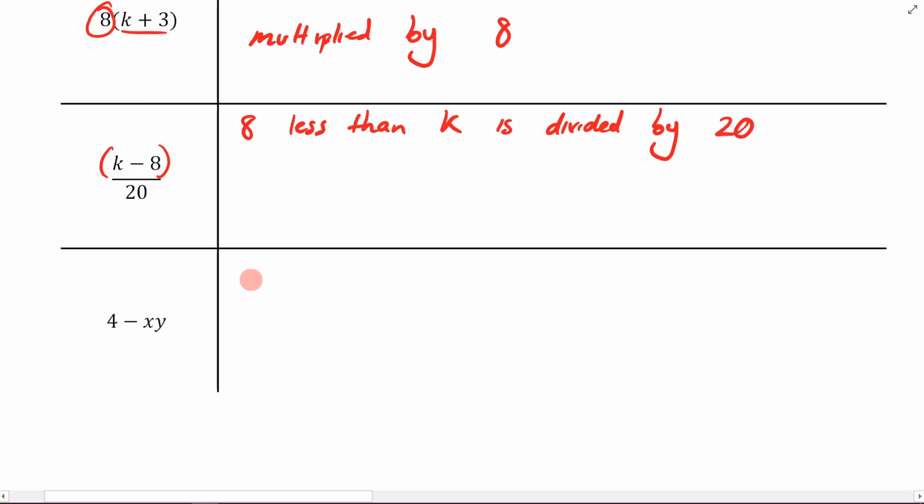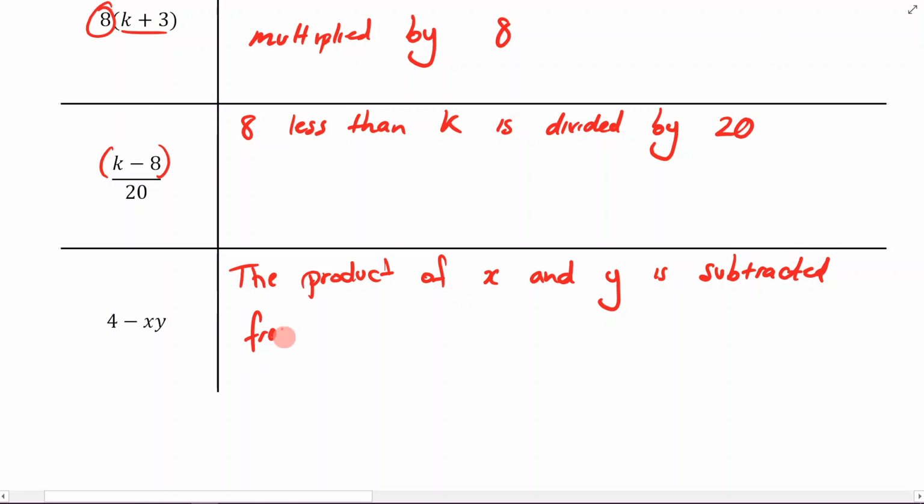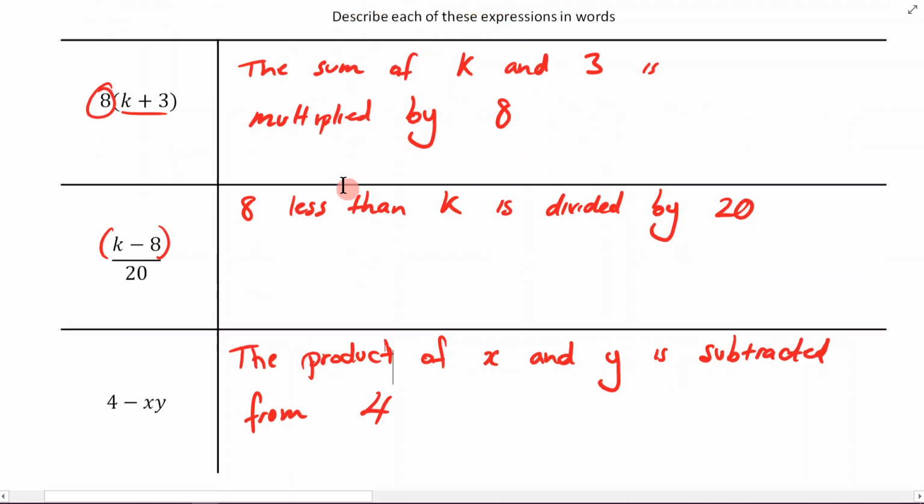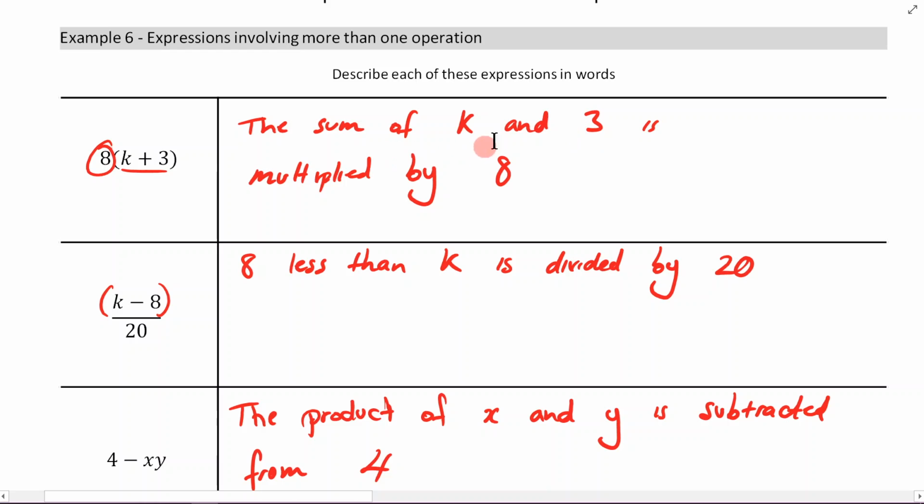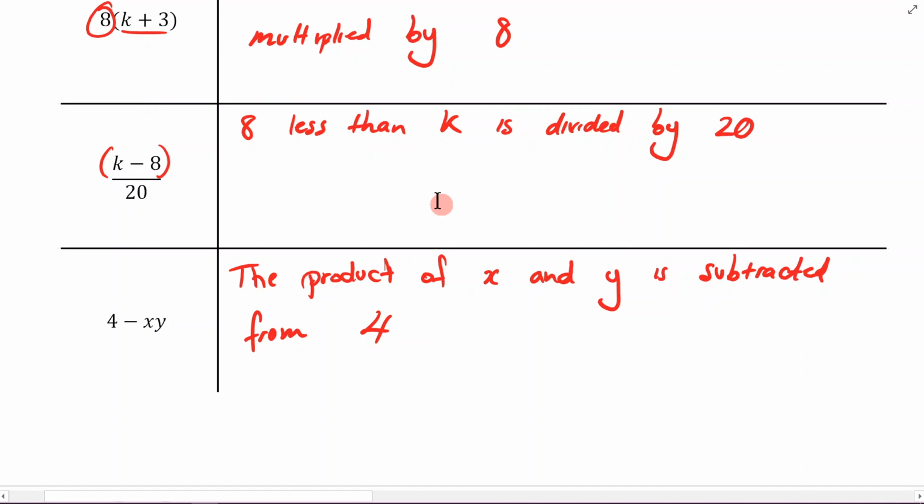All right, so we're going to say the product of x and y is subtracted from 4. So the product of x and y is subtracted from 4. This is 8 less than k is divided by 20, and this is the sum of x and 3 is multiplied by 3. Perfect. All right, that is everything.